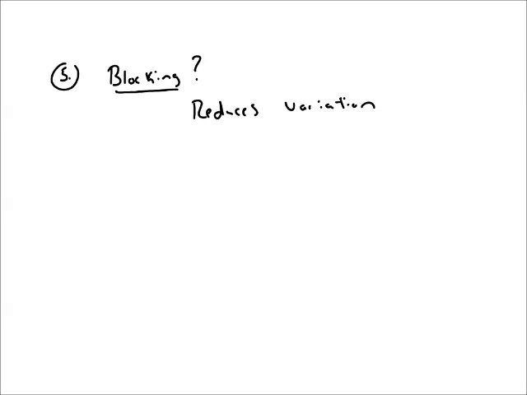Number 5. What does blocking do to an experimental design? Blocking reduces variation. Okay. It has nothing to do with bias. What has to do with bias? That's randomization.